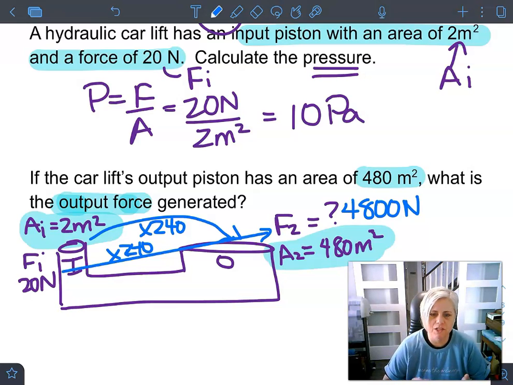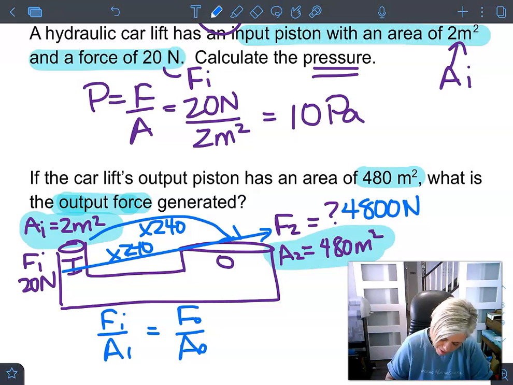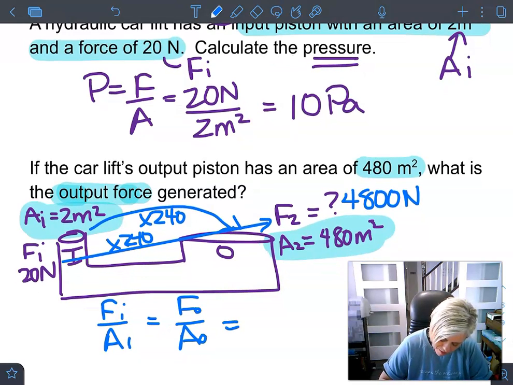So if you can find the two that you know, in this case area input and area output, I can see how many times they increased by, and then just do it to the other one. You can also set up equivalent fractions. Let's do this the longer way. Force input over area input is equal to force output over area output. Using values, that will be 20 newtons over 2 meters squared equal to, I don't know this value, but I know this one.